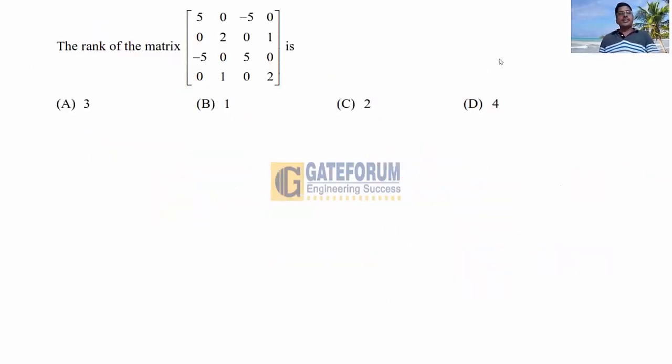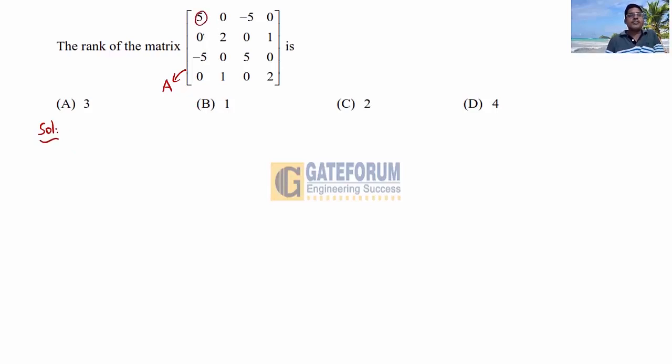The question is the rank of the 4 by 4 matrix given: 5 0 minus 5 0, 0 2 0 1, minus 5 0 5 0, 0 1 0 2. 4 options A, B, C, D given. This question is from engineering mathematics from the topic linear algebra, subtopic basics, that is rank. Let us denote this matrix by A. Solution. Reduce into row echelon form.